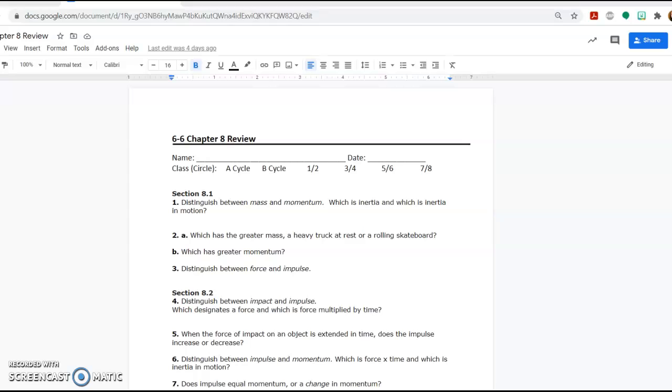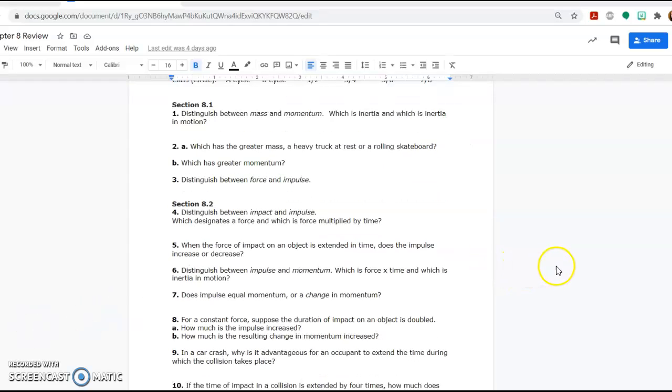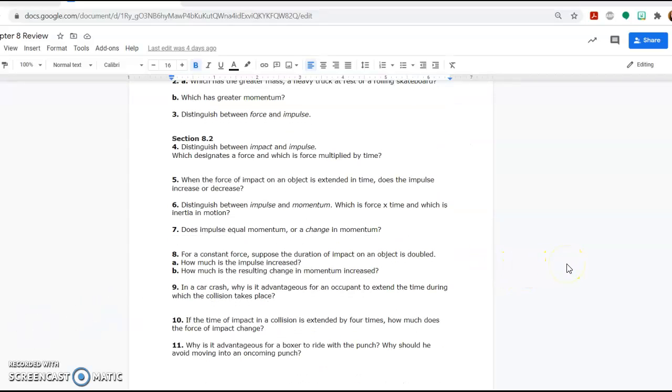All right, so number 4, distinguish between impact and impulse. Which designates a force and which is force multiplied by time? Impact is designated by force, so the force that you feel upon hitting something or colliding with something. And impulse is the force multiplied by time, or the force that you feel multiplied by the time that you are going to feel it.